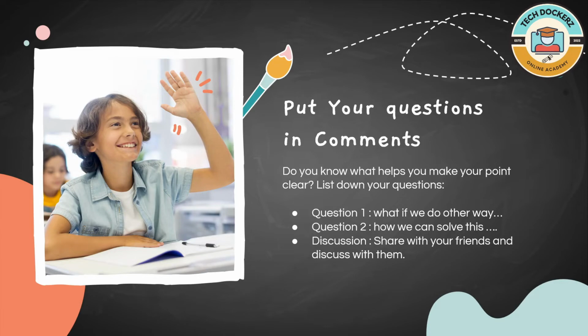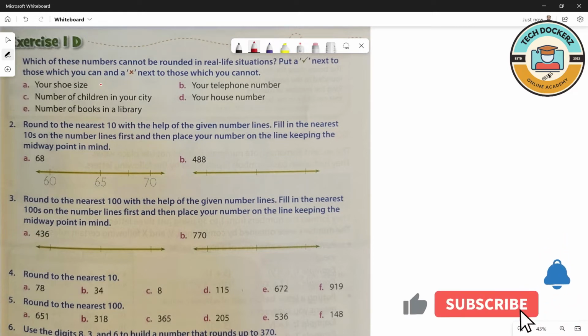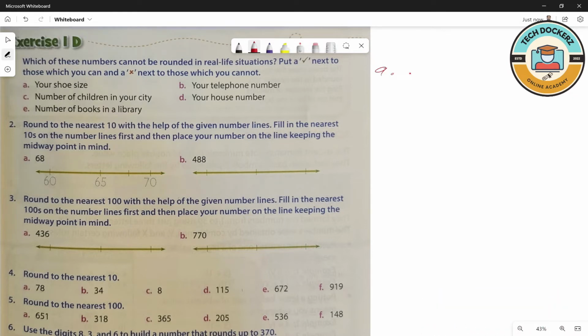Let's start with exercise 1D. Question number 1. Which of these numbers cannot be rounded in real life situations? Your shoe size, I will give you a hint. You will do it by yourself. For example, your shoe size is 6. If we round off this number to the nearest 10, what number will we get? We will get 10, right? So, can you wear this shoe size?